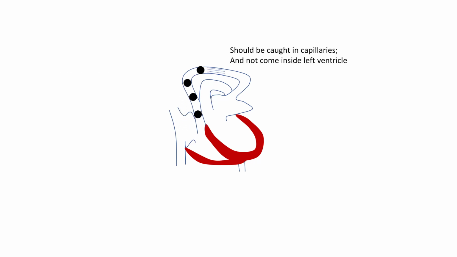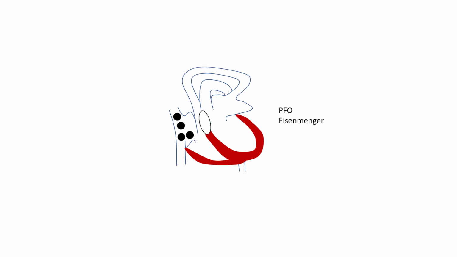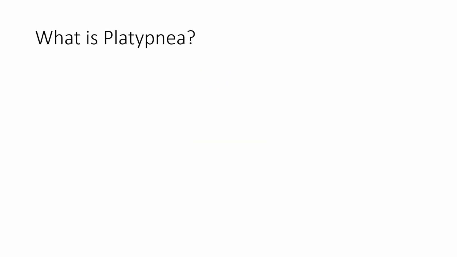So in a normal bubble study, bubbles cannot pass the capillaries, and if there are no shunts, you will not see any bubbles in the left ventricle. However, if there is an AVM, you would see the bubbles appearing in the left ventricle after a few cardiac cycles. However, if there is an intracardiac shunt, like in PFO and Eisenmenger syndrome, the bubbles appear almost immediately in the left ventricle. That's how you differentiate intra and extracardiac shunting.